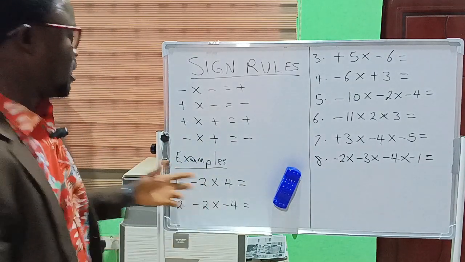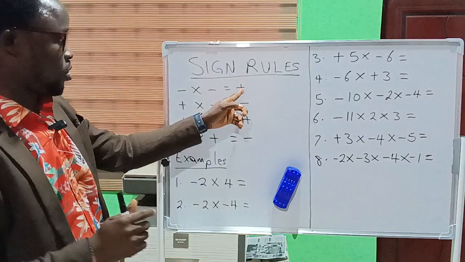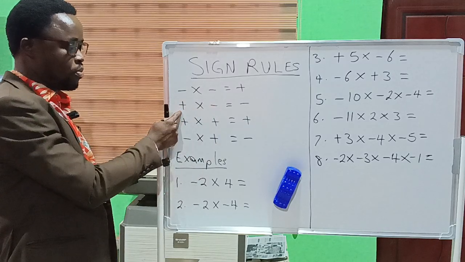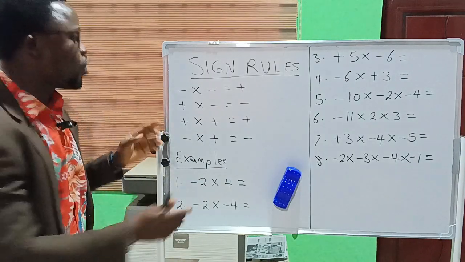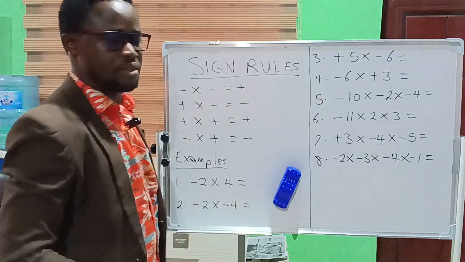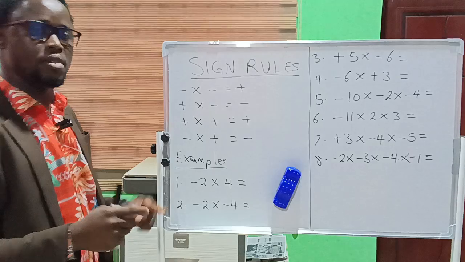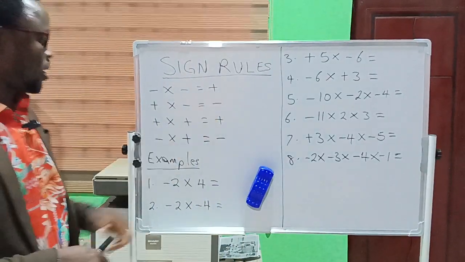Now, what does that mean? It means that whenever you have two negatives multiplying each other, you must have a positive. But whenever you have one positive and one negative, it must give you negative. But when you multiply four negatives together, you must get a positive. So one negative multiplied by another negative, you must have a positive.